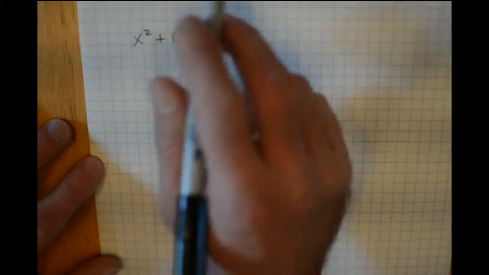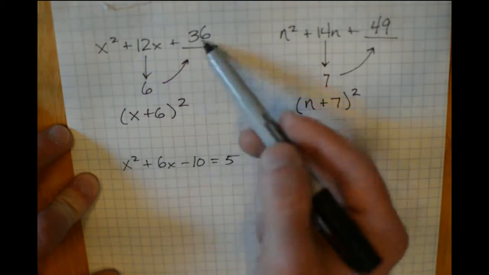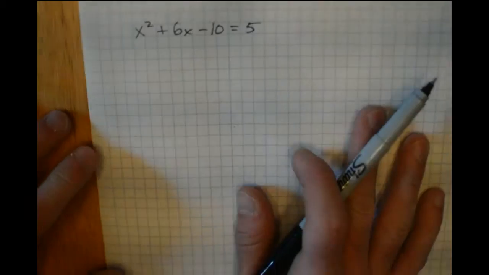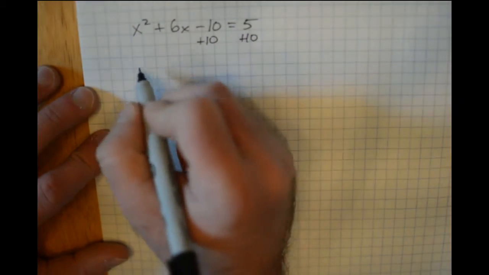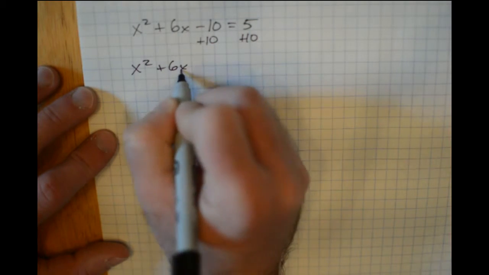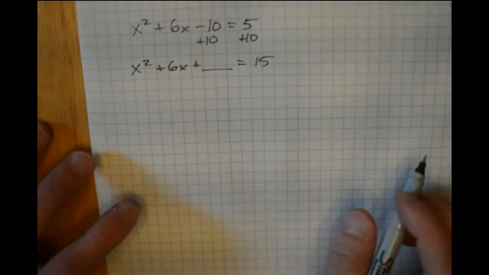So what I want to do is make a space. Just like we saw up here, when there was a blank space here, we could make this a perfect square trinomial. I want to make a blank space right here. I want that 10 gone. I want an open space there. So x squared plus 6x, and I'm going to leave a blank there, is equal to 15.